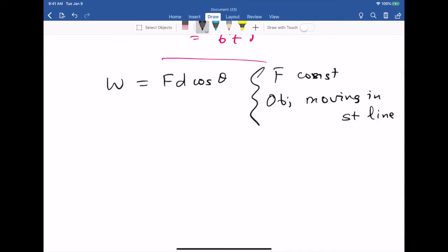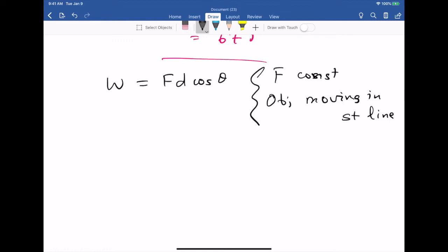What happens if these conditions don't hold? How do you calculate the work done? If the force is not constant and the object is also not moving in a straight line, then the work has to be calculated by something called a line integral. Since we are a bit short on time, I'm not going to cover line integrals for now. So we will just see what happens if the force is variable, but the object is still moving in a straight line.